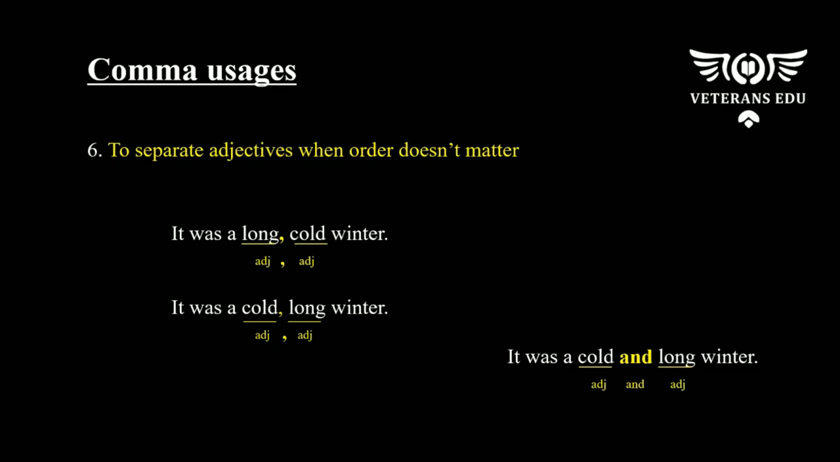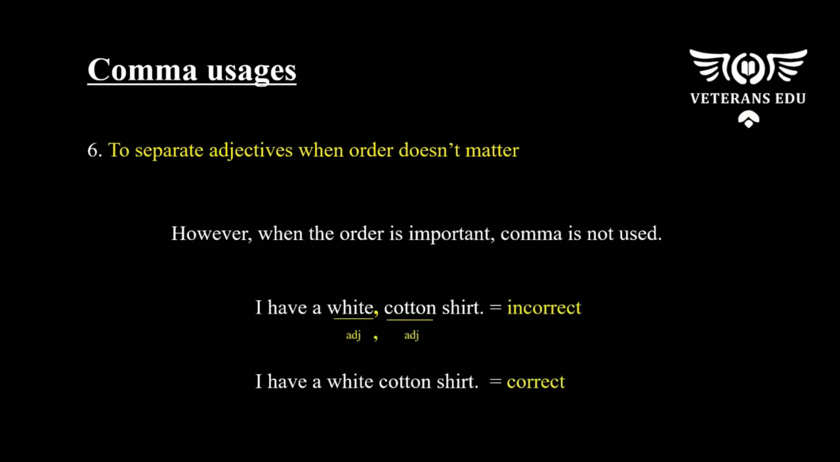Now, before we wrap up, I want to share one more detail. When the order of the adjectives is important, we cannot use the comma. For example, in the sentence, I have a white cotton shirt. I cannot say cotton white shirt because that wouldn't make sense, right? The adjective order here is fixed, and in this situation, we do not use the comma to separate 2 adjectives.